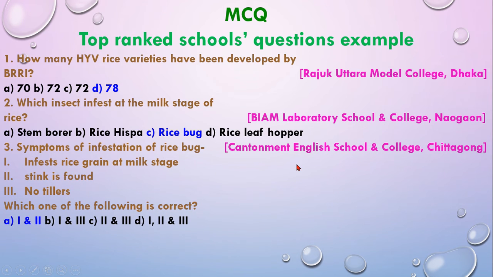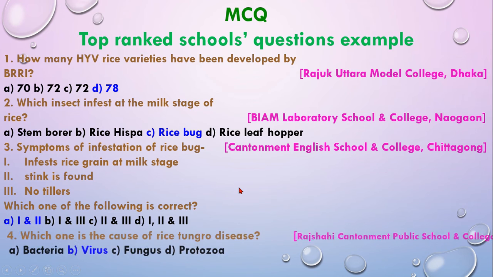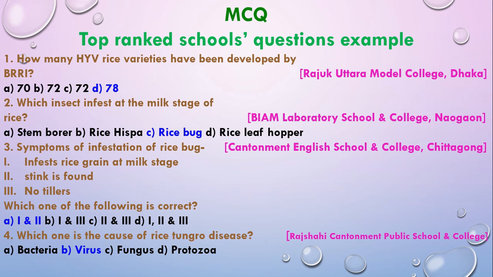Next question from Cantonment English School and College, Chittagong. The question is: symptoms of infestation of rice bug. Number 1, infests rice grain at milk stage. Stink is found, no tillers. The answer will be number 1 and 2. Next question from Rajshahi Cantonment Public School and College. The question is: which one is the cause of rice Tungu disease? Bacteria, virus, fungus, protozoa. The answer will be virus.